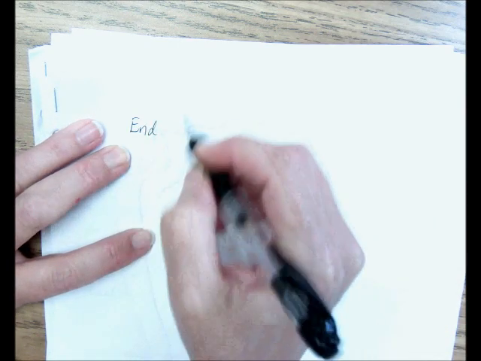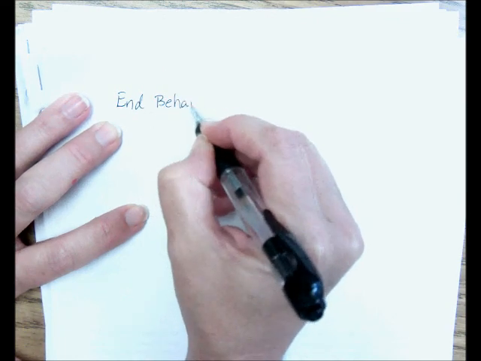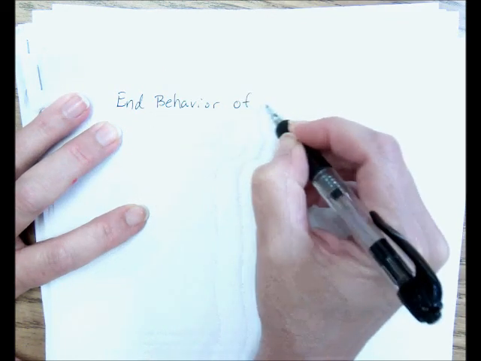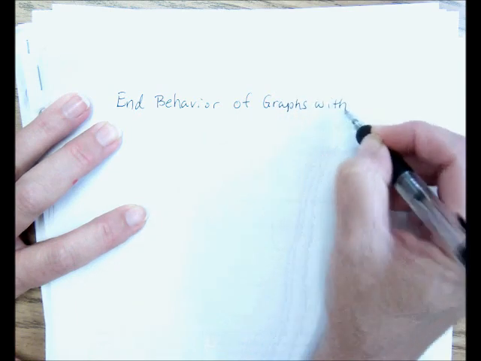I wanted to take a quick lesson on how to determine or read what the end behavior would be for a graph without actually graphing it. So, end behavior of graphs without graphing. So just looking at the polynomial.